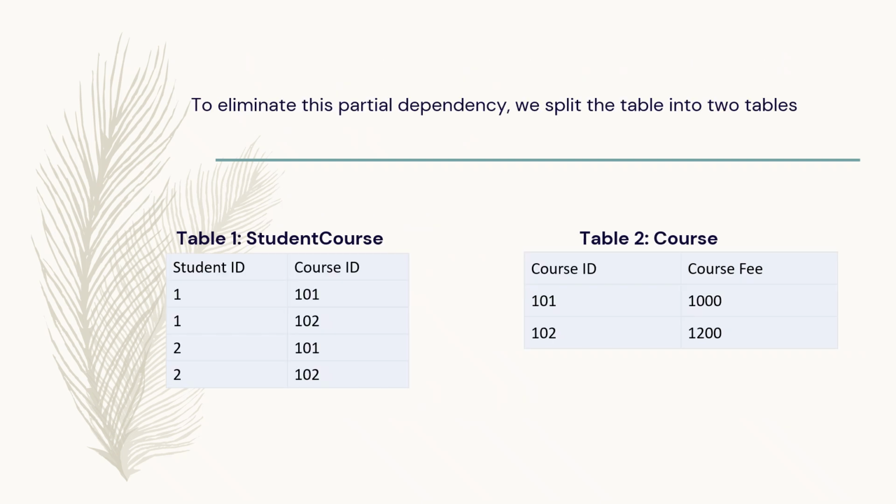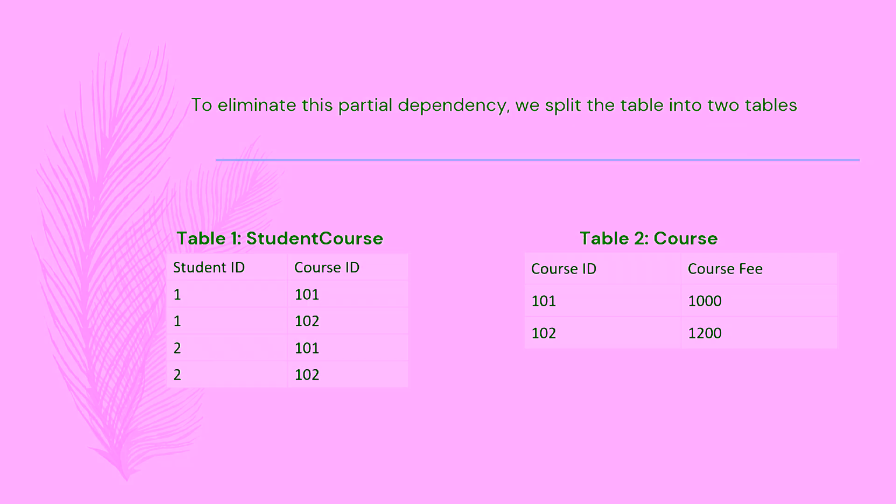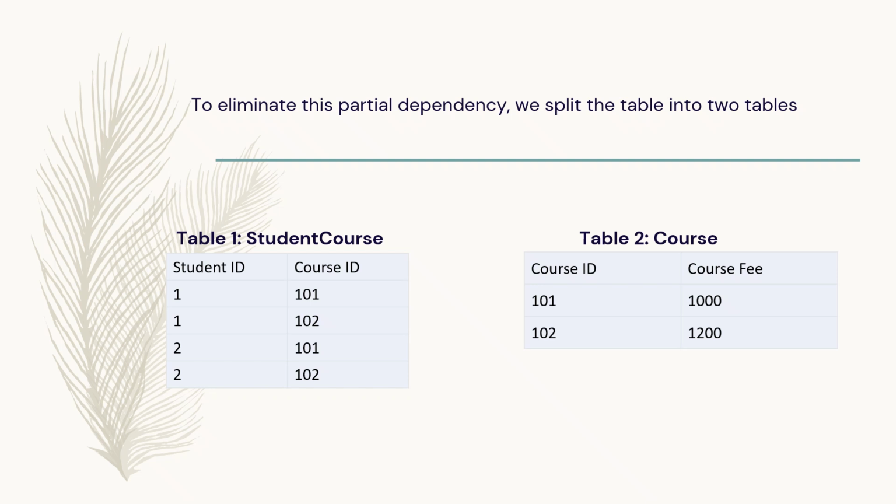Let's see how to eliminate this partial dependency. We split the student table into two tables, that is the student course table and the course table. The student course table contains only student ID and course ID, and the course table contains course ID and course P. Now both tables are in second normal form because there are no partial dependencies.